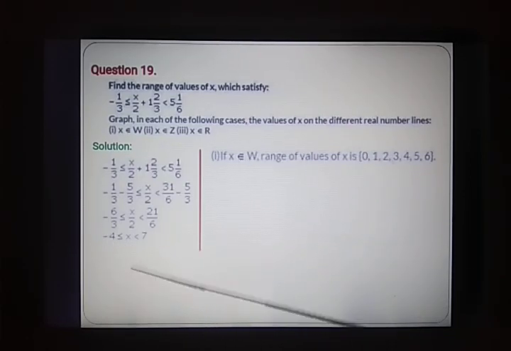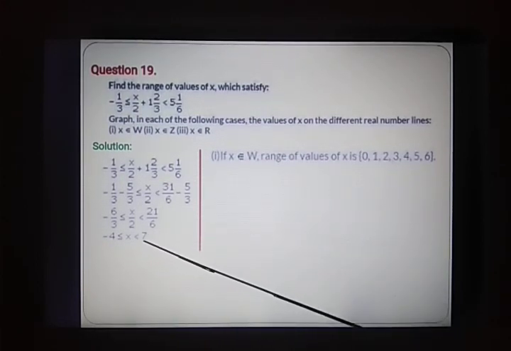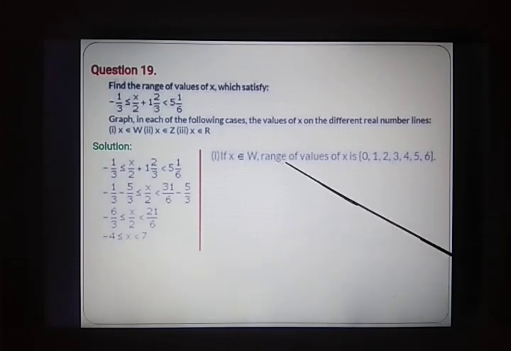Again, it cannot be taken. -2 cannot be taken. -1 cannot be taken. Next is 0, and 0 can be taken, right? 1, 2, 3, 4, 5, 6 can be taken, and 7 cannot be taken because there is no equal to sign here. So my solution will be from 0 to 6. So the solution for x is 0, 1, 2, 3, 4, 5, 6. This is the solution set for the first case.